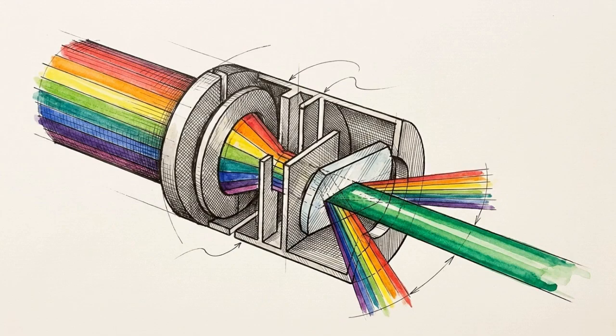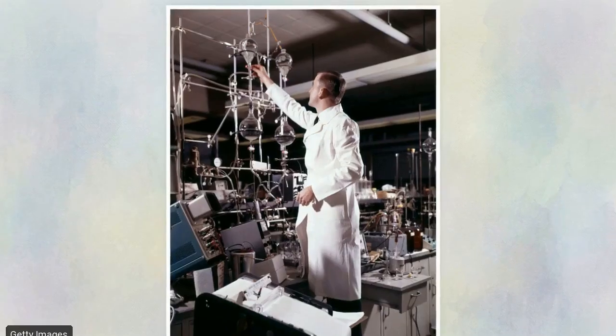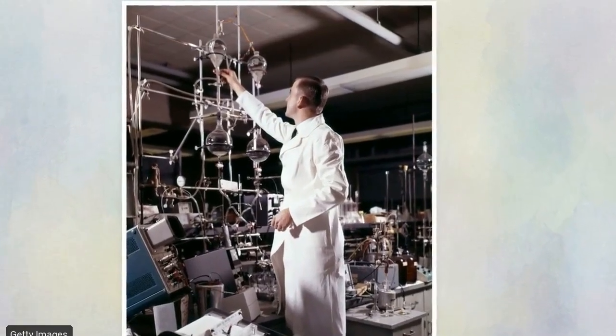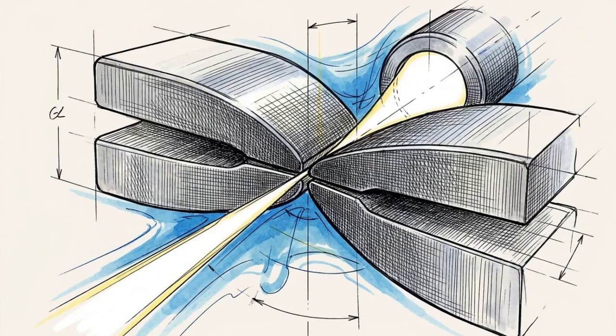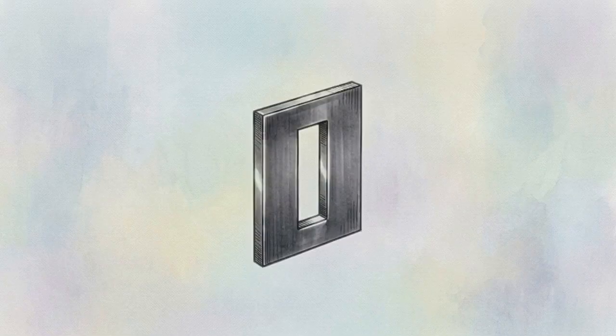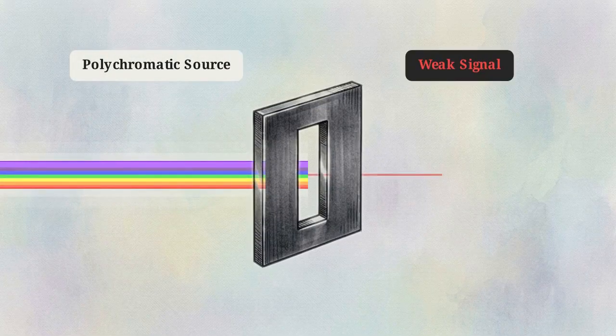a wavelength selector, a mechanical and optical assembly placed between the lamp and the sample to aggressively strip away unwanted radiation. The accuracy of any resulting chemical analysis depends entirely on how effectively this device can isolate a single sliver of the spectrum from the continuum. Selecting that narrow band introduces the core engineering dilemma of spectrophotometry. Isolating a specific wavelength inevitably destroys the light's overall power.